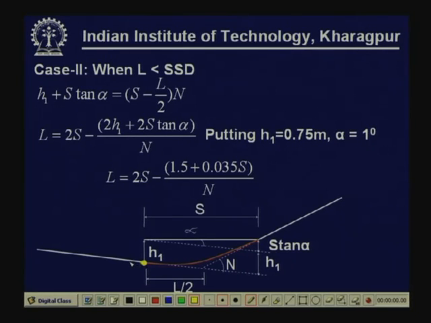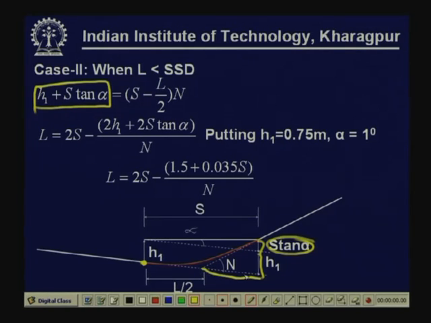In this case, again the same equation, y equal to x square. What is this y? This is nothing but, if you draw a parallel line like this, h1 plus s tan alpha. So, h1 plus s tan alpha equal to, not really that equation, but we can get it the other way. This distance is nothing but this distance.